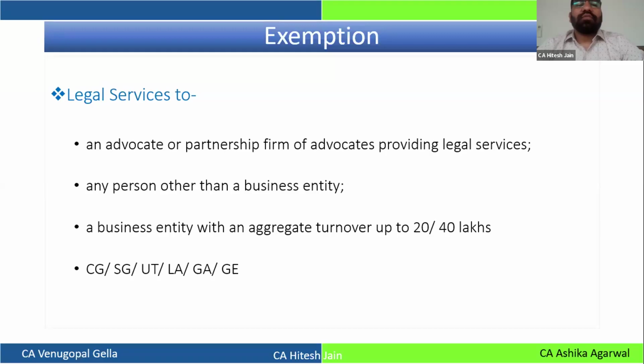Now, exemption. If the legal services are provided by an advocate or partnership firm providing legal services, if it is provided to any person other than a business entity, or if it is provided to a business entity with an aggregate turnover up to 20 to 40 lakhs, or it is provided to any government entity, central government, state government, local authority, etc. Then in such cases, you are not liable to pay GST for legal services availed.